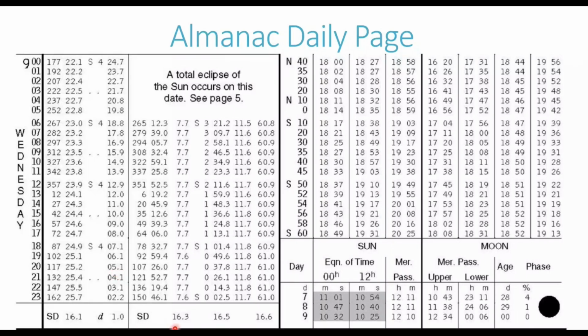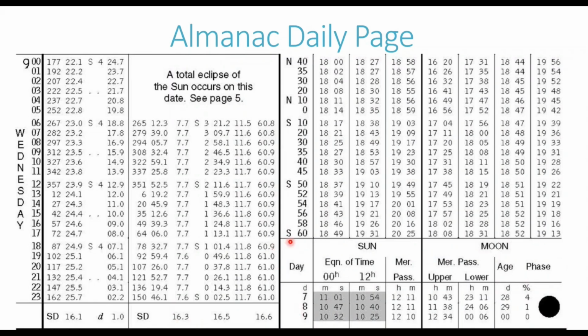Now under the moon's column, you see the semi-diameter of the moon given, 3 values are given. These are the 3 different values for the 3 days. The first one for the topmost day, second one for the middle day, and the last one for the bottom day given in the daily page. So this is because the semi-diameter of the moon keeps on changing on a daily basis.